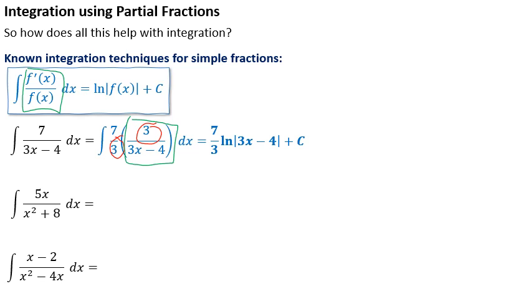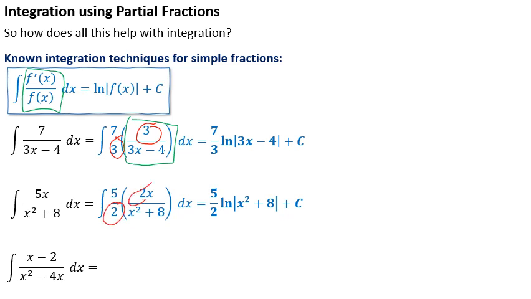The next one, we need to look carefully and think about what the derivative of the bottom is. x squared add 8 differentiates to 2x. And we've got 5x on the top. So what I'm going to do is pull out the 5, so it's just 1x on top, and then I'll double it to make it 2x, but to compensate I will also halve it to make it 5 over 2 times 2x. And the reason we do that, again, is so that this fraction perfectly matches the format that we're looking for, and we get ln of the denominator.